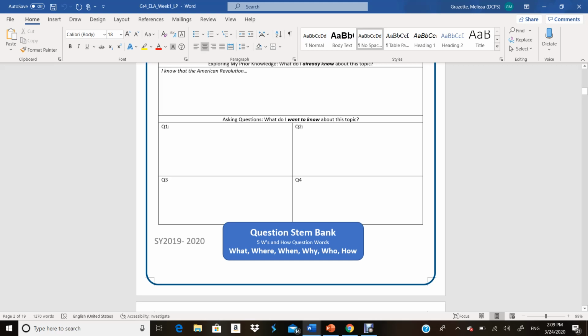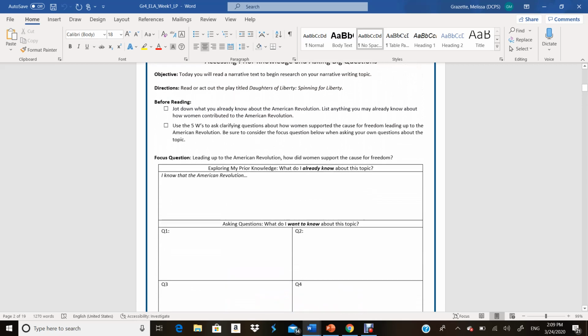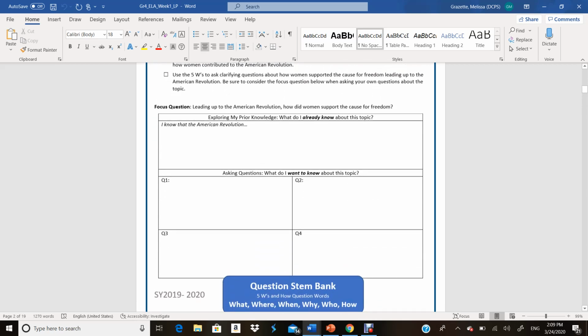In these four boxes, you write one question in each box about what you would like to learn about this topic. So, what, where, when, why, who, how. You can use those question stems to help you think of questions that you would like to figure out and investigate as you read the next 3 weeks about women and their role in the American Revolution.